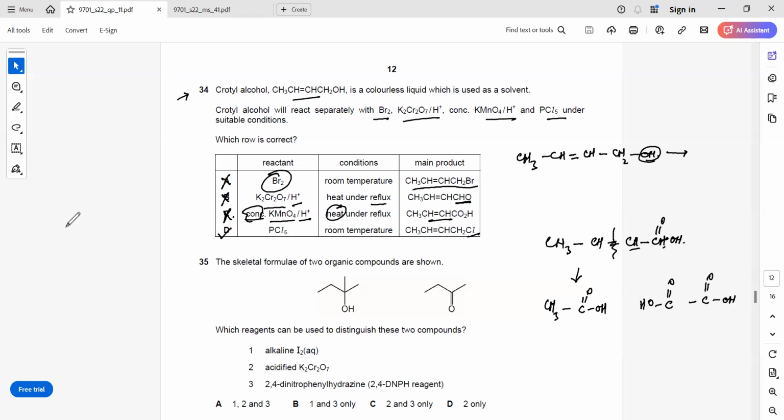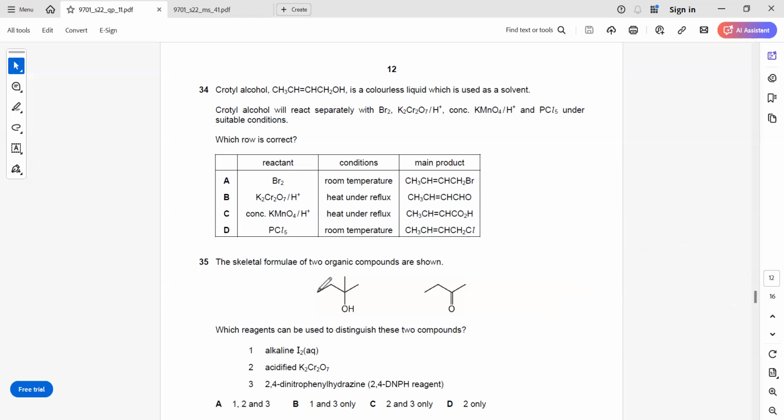Now, the next one, question number 35. Skeleton formulae of these compounds are given. So we can see this one is a ketone and this one is a tertiary alcohol, right? Which reagents can be used to distinguish these two compounds?